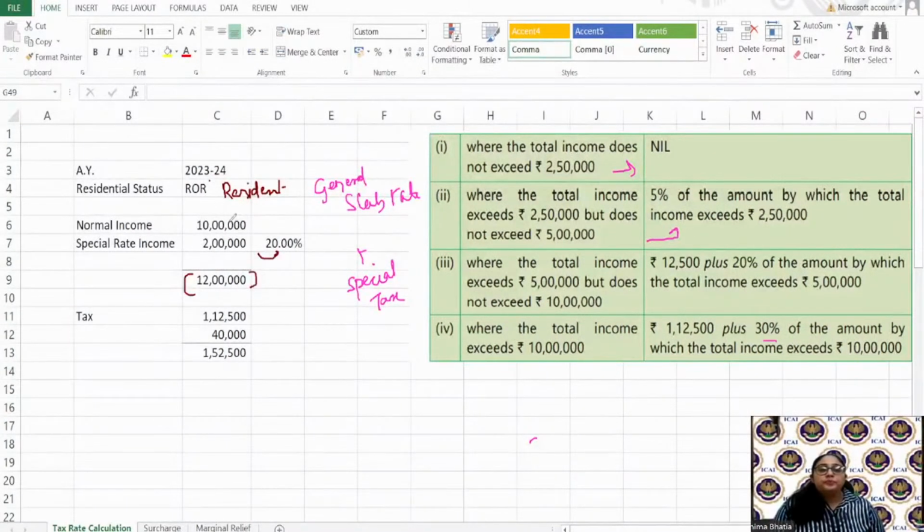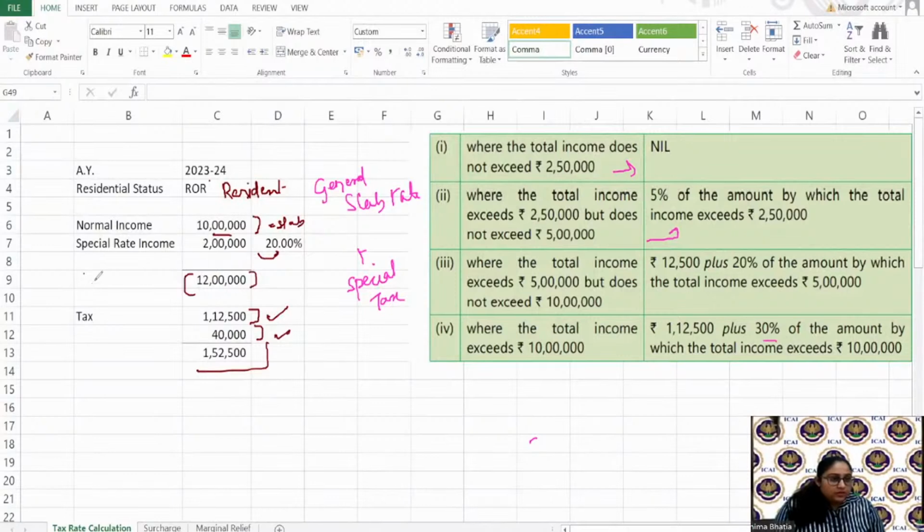What will I do? On 10 lakh, I will calculate tax as per the slab rates. And on 2 lakh, I will calculate the tax at the 20% rate. So on 10 lakh, as per the slab rate, I calculated 1,12,500. On 2 lakh at 20%, 40,000. So total tax is 1,52,500.